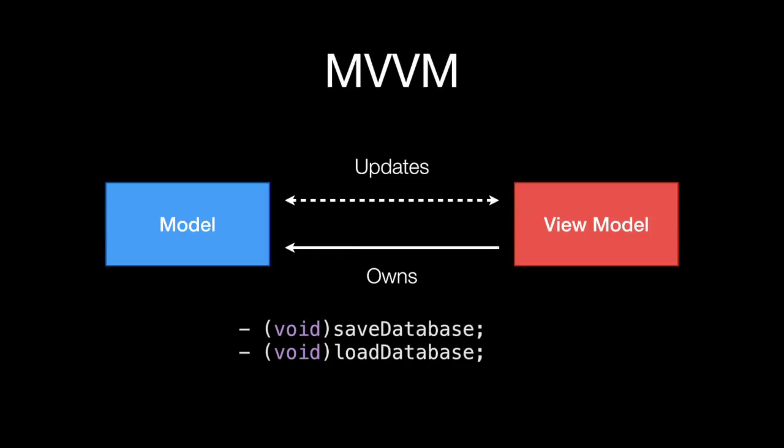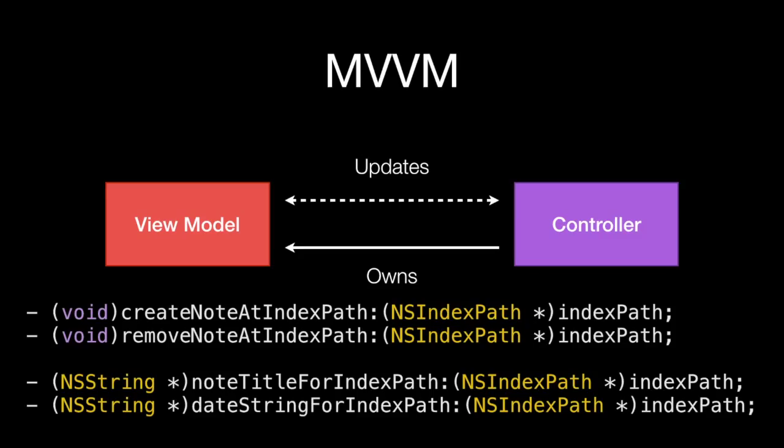So in terms of actual methods that are used, I'm going to give you some examples here. In our model, we have a node, and in our view model that handles talking to the model directly, we might have something that says save onto the database or load from the database a series of node objects. But what's more interesting is, say, in your view controller, you have a corresponding view model for that particular controller. For my list view controller, I might have a view model that has methods that say create node at index path, and then remove node at index path. And for every single cell in the table view, I might have something that gives out a string, so node title for index path, or date string for index path.